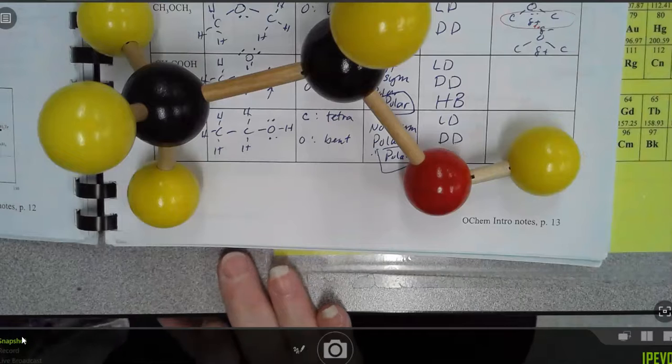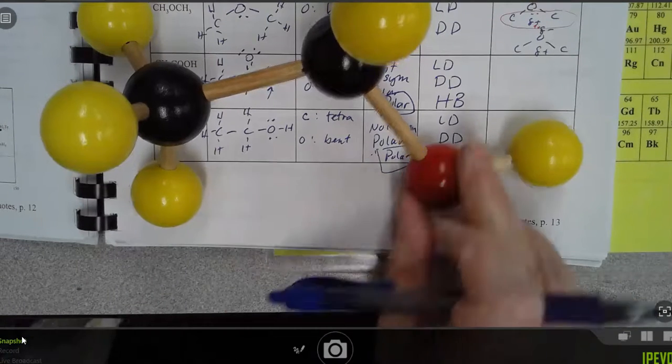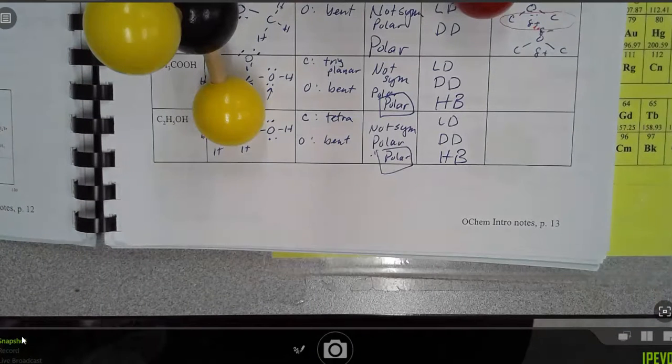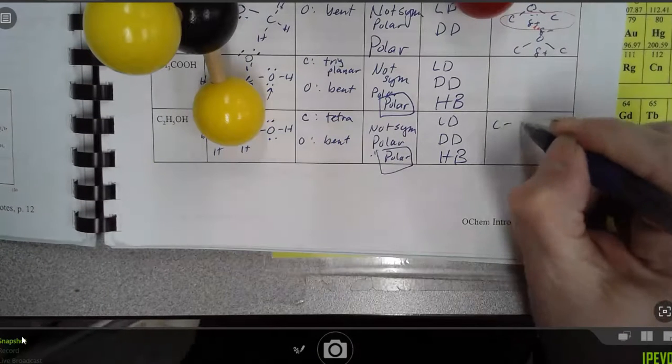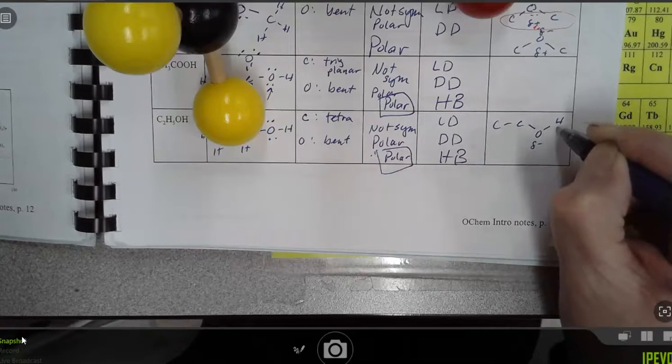Do I have hydrogen bonding? Well, take a look at this. Do I have a hydrogen directly attached to the oxygen? Yes, I do. So I have hydrogen bonding. So how am I going to draw this? I'll try to draw this right here. Here's my partially negative, here's my partially positive.